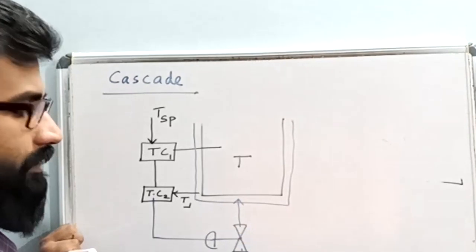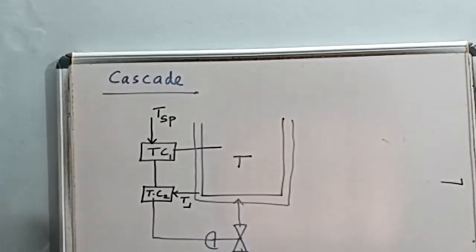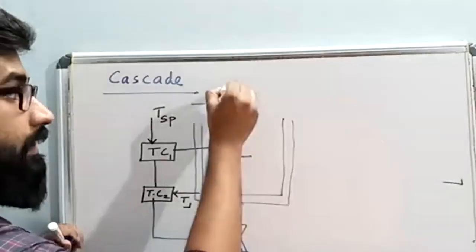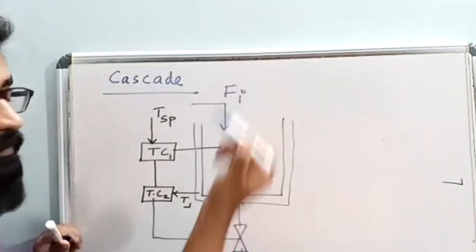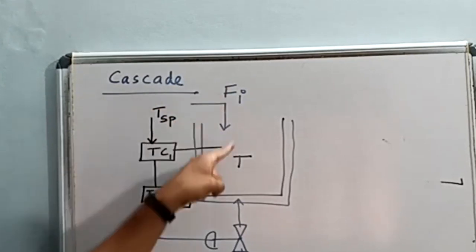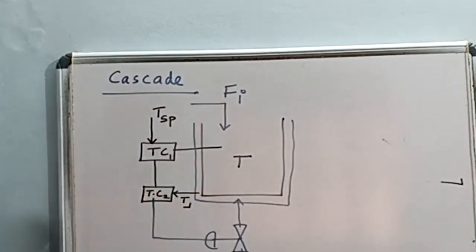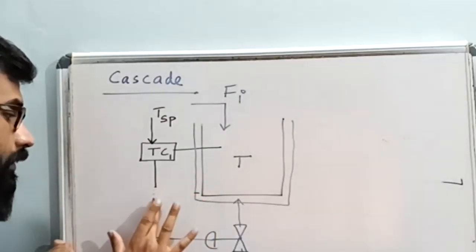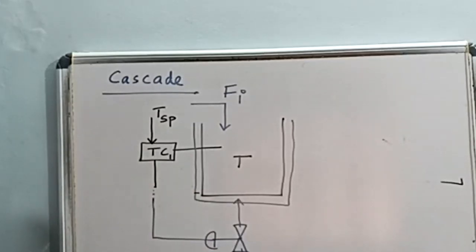So we have a coolant or steam or anything, right? So there is a valve and we have a coolant flow. So what is happening here? If you don't have a jacket controller, if you don't have a secondary controller, we can control only the changes in the F inlet, that is due to the inlet flow rate. Whatever disturbances are there can be controlled by this system.